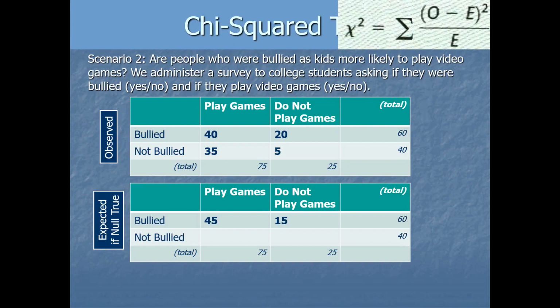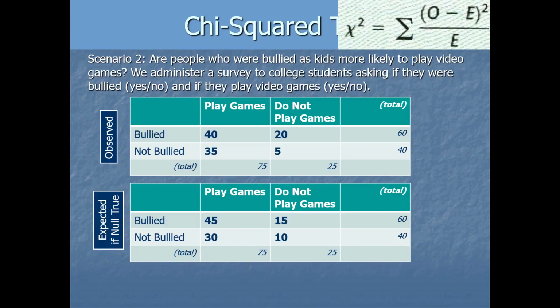So we don't even have to plug in the calculations for the expected values in the not bullied row. We can just see that the play games column needs to add up to 75, and we got 45 there, so we need 30 here in the not bullied part. And over here to get 25 total, we've already got 15, so there has to be a 10 here. So we can kind of just fill it in like that. So this is the expected values if the null hypothesis was true. Basically, keep the row totals and the column totals all the same as what we found in our actual study, our observed amounts.